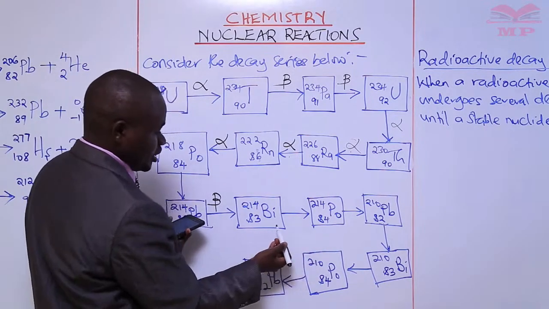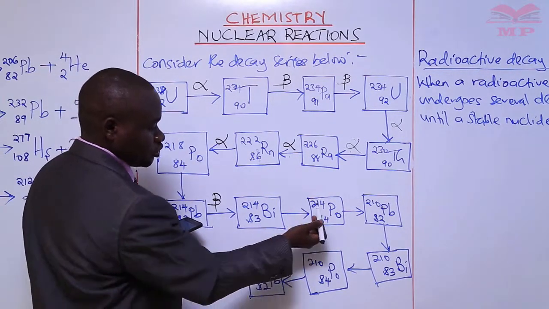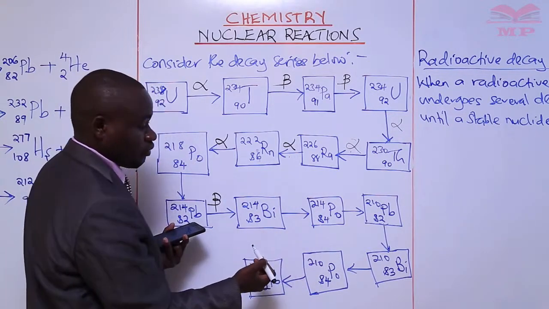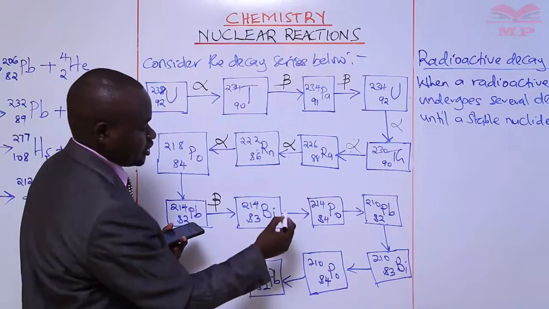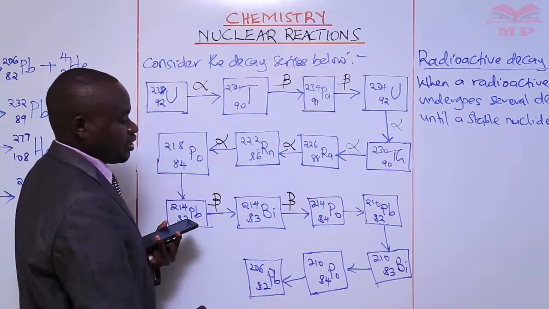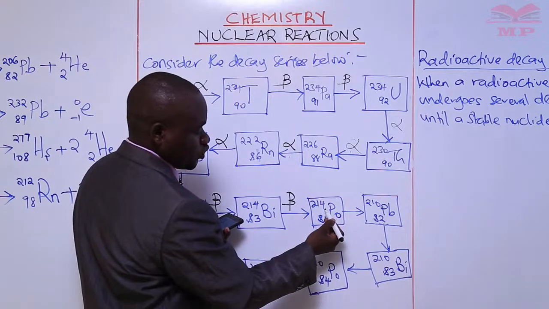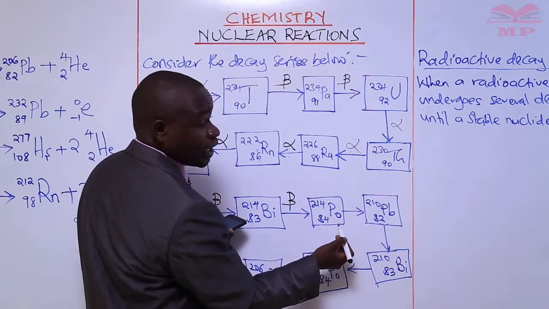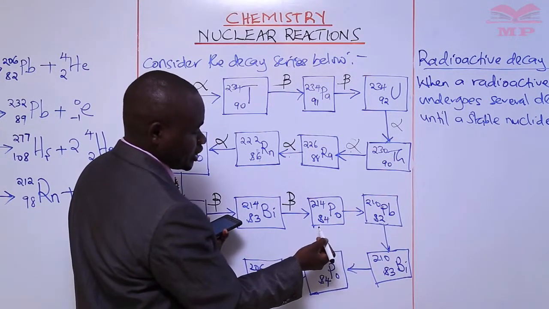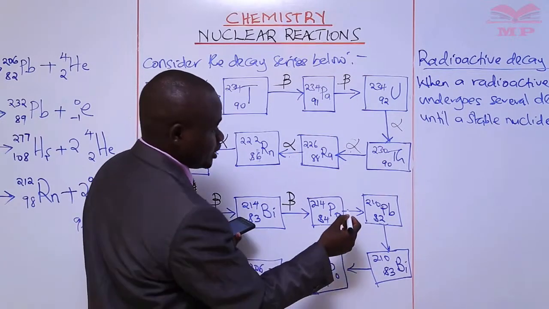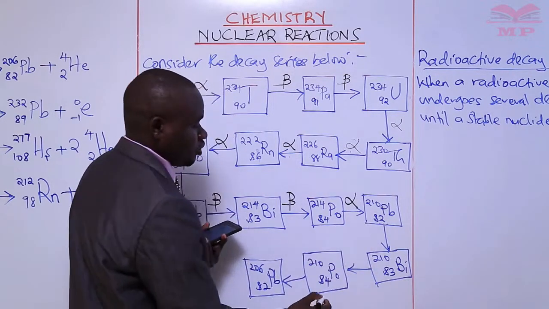How about this one? Mass number remains 214, 214. Atomic number has increased, 83 to 84. Which particle is that, my dear student? That is beta particle. This one, mass number has reduced from 214 to 210 by 4. Atomic number has reduced by 2 from 84 to 82. The particle that is emitted is alpha particle.